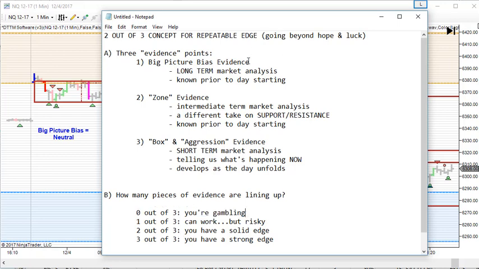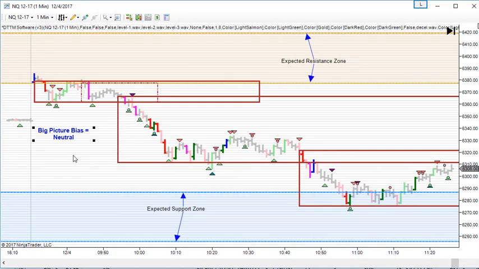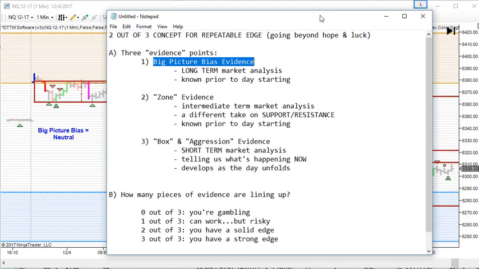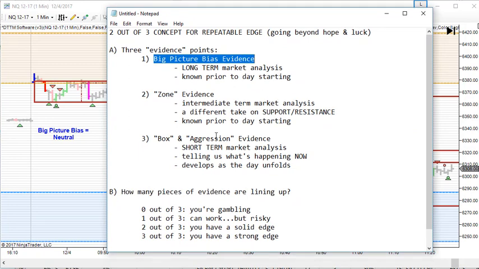So if we think about that, let's look at this chart from the first half of the day or so from the NASDAQ today. First question is, what's our big picture bias? Well, heading into the day, our big picture is neutral, so it doesn't really help us a lot today. But certainly, if it was up or if it was down, that would tell us one thing. That just means long term, where would we rather be trading? So heading into the day, our big picture bias is neutral.